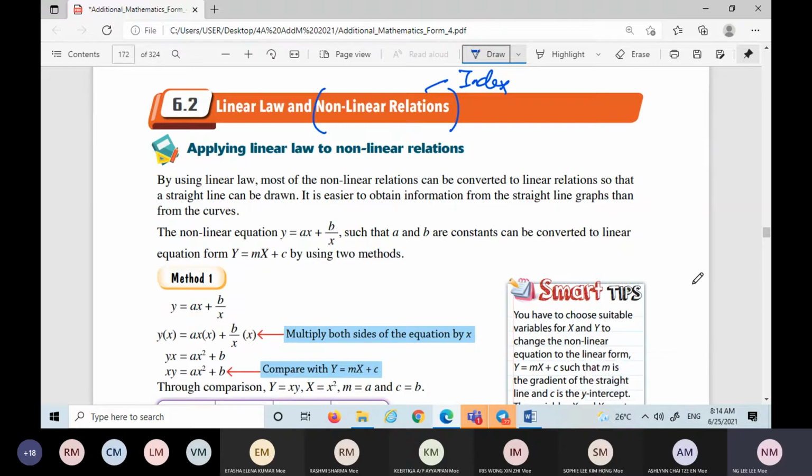Okay, this is why we need to convert your non-linear relation into linear relation. You see, by using linear law, most of the non-linear relations can be converted to a linear relation so that a straight line can be drawn. Why do you need a straight line? It's easier to obtain information from the straight line graph than from the curve. This is the reason why we need a straight line, which is the linear relation. So we go straight away to the example.